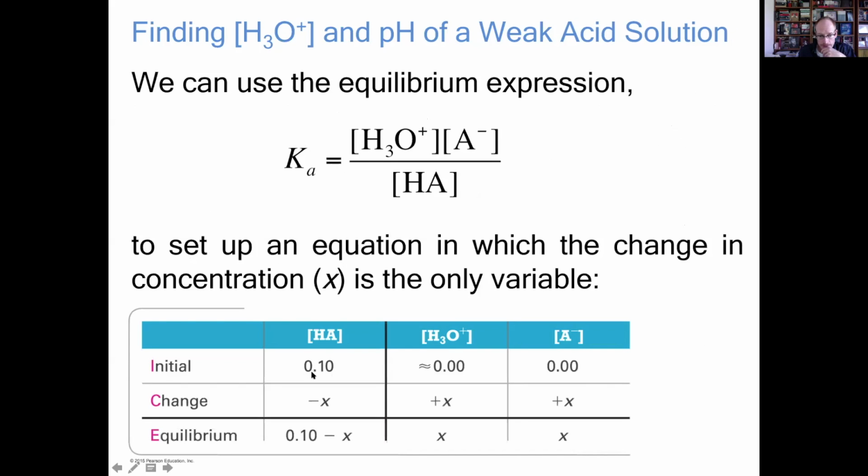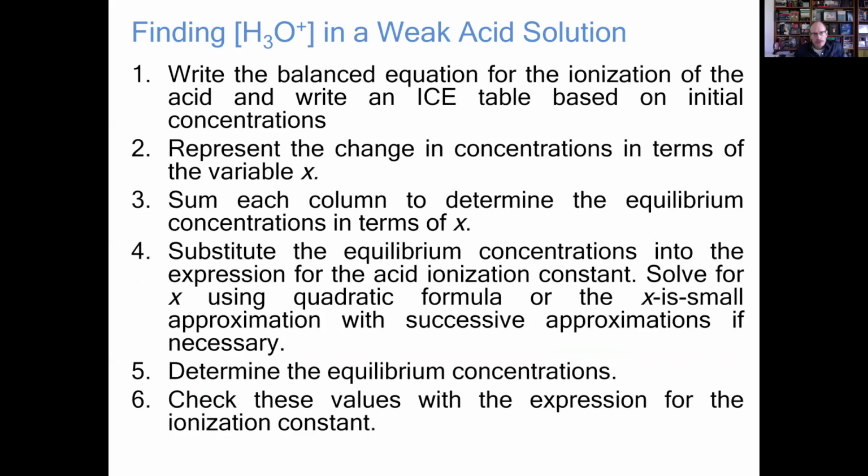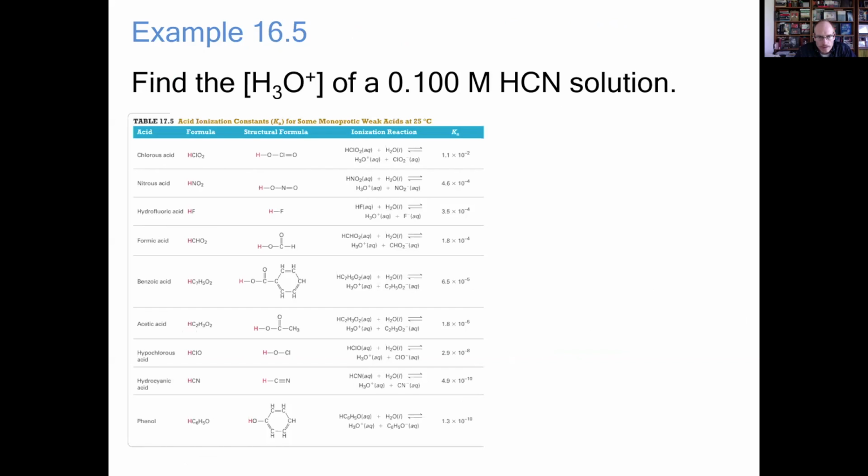And effectively, given the initial concentrations of our acid, we will set up an ICE table and thus formulate our equilibrium variables in terms of an unknown variable, the so-called change variable X. And this book is very good at providing recipes to common problems. And this 6-step recipe is something that we will try to adhere to. So the first example in this section, example 16.5, asks us to find the hydronium concentration of a 0.100 molar hydrocyanic acid solution.